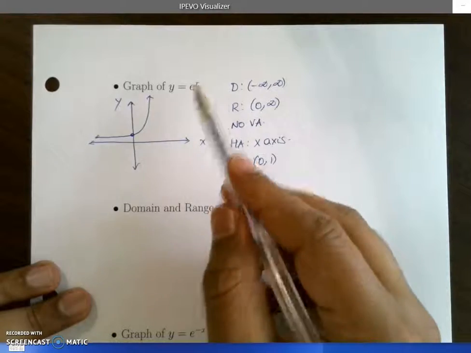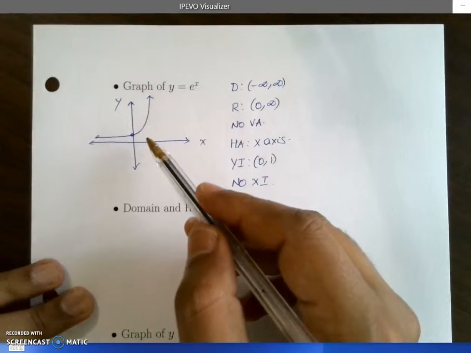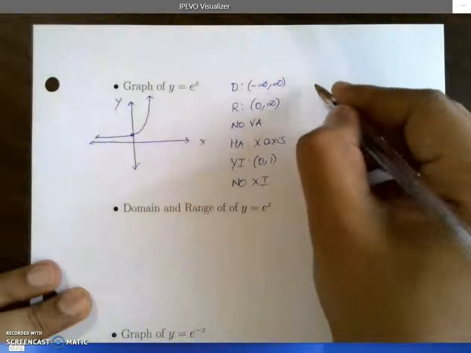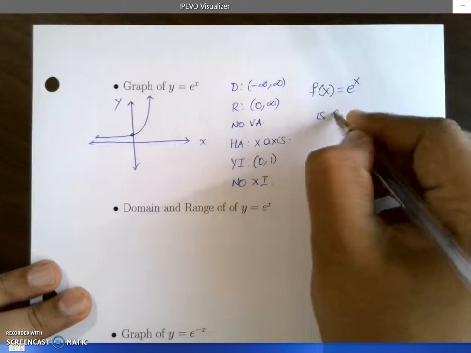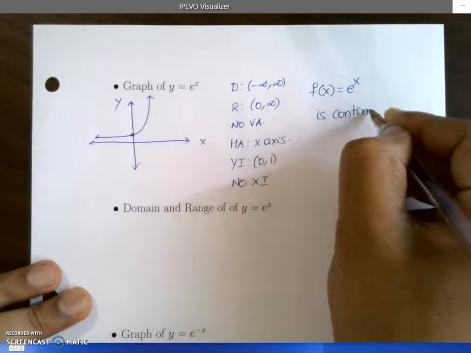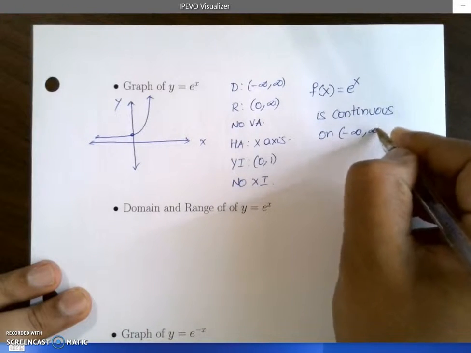I mean, there is no break or jump in the graph, and you can draw the graph of the function without really taking the pen off the paper. So the function f of x equals e to the x is continuous on the domain, in other words, on negative infinity to positive infinity.